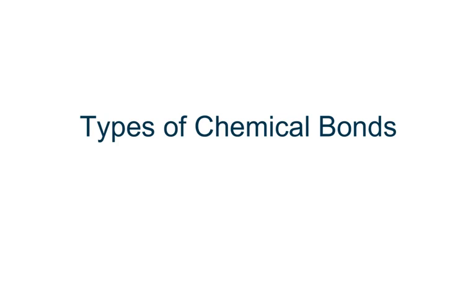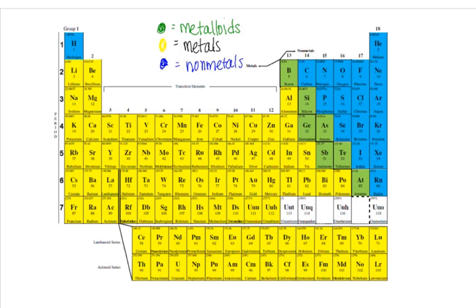All right, so let's talk about the three types of chemical bonds. The main thing we need to remember is the types of elements on the periodic table. So, everything that we see in yellow here, they are all metals. They make up the majority of the periodic table.